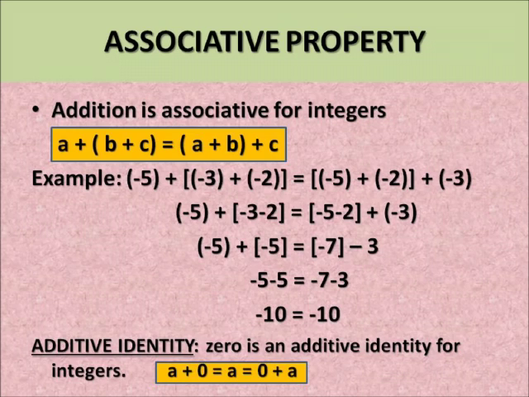Or I can say that minus 5 plus (minus 3 plus minus 2) will be equal to (minus 5 plus minus 3) plus minus 2, or minus 7 minus 3, which is equal to minus 10. Okay, now here an important thing is additive identity. So if I have any integer and I add 0 to it, the result will be the integer itself. That is a plus 0 is equal to a, which is equal to 0 plus a. So we can say that 0 is an additive identity for integers.